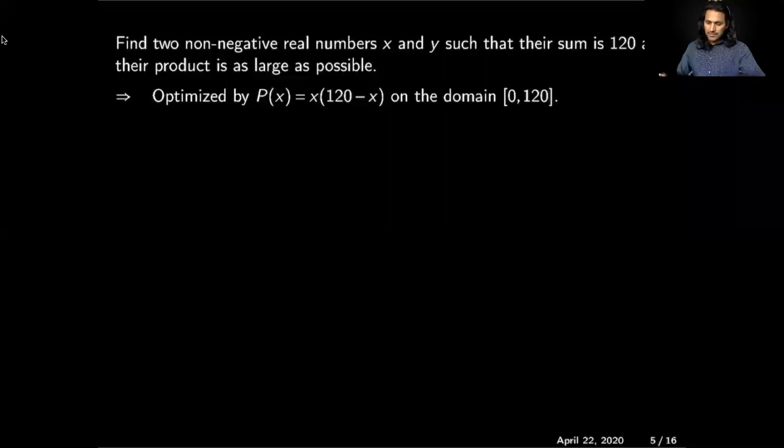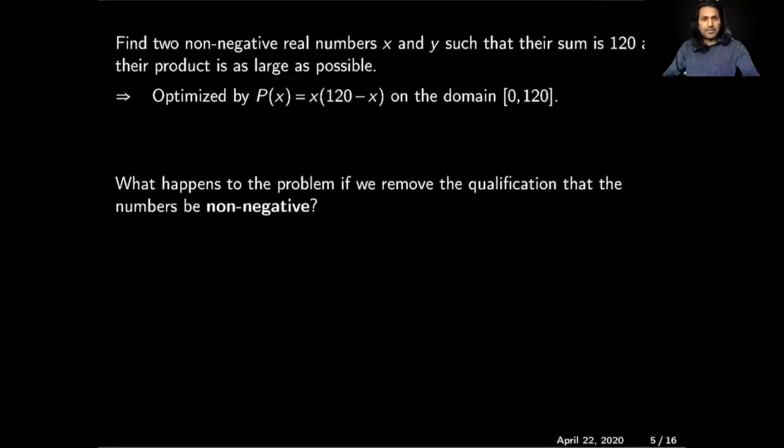So we see that when we find the two non-negative numbers whose product is maximum, our objective function is x times 120 minus x on the domain 0 to 120. What if I lift the restriction? What happens to the problem if we remove the qualification that the numbers be non-negative? If I remove that restriction, what will happen to the problem?